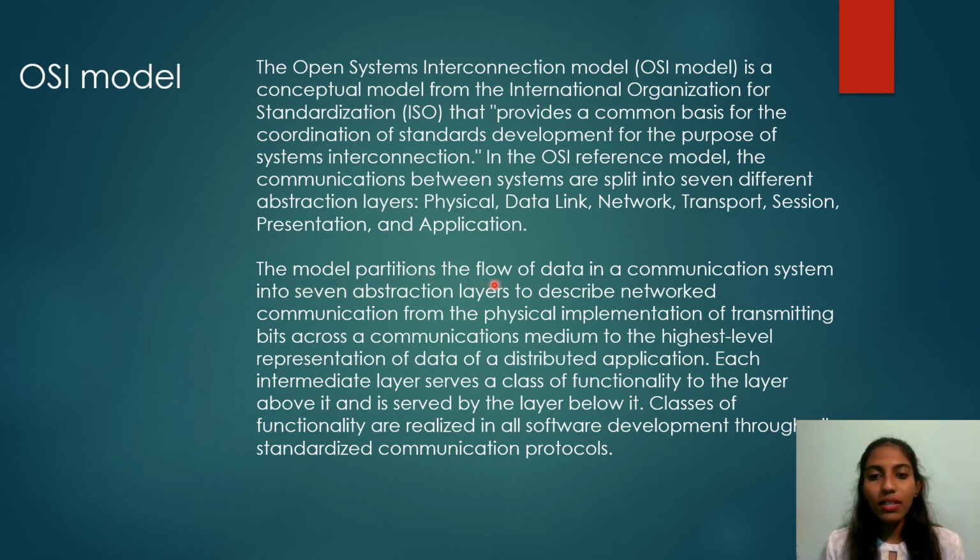The model partitions the flow of data in the communication system into 7 abstraction layers to describe the network communication from the physical implementation of transmitting bits across the communication medium to the highest level of representation of the data of a distributed application. Each intermediate layer serves a class of functionality to the layer above it and is served by the layer below it. Classes of functionality are realized in all software development through standardized communication protocols.